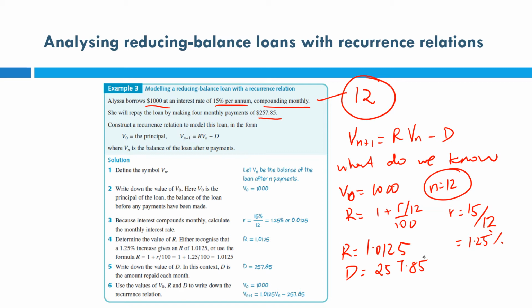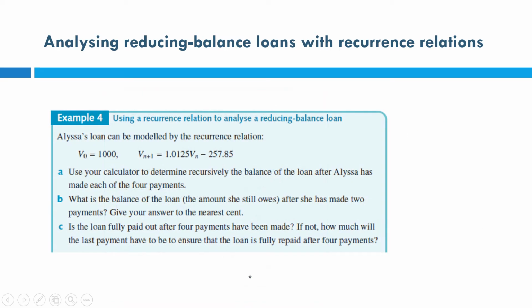So they're charging us interest, but then we're paying a little bit off. And we do that for 4 months. So the model will look like this. Vn plus 1 equals 1.0125 times Vn minus 257.85. Okay, so just to highlight that the full answer to this question must include VO equals 1,000 and then the actual rule. Because if you don't present both parts, that's not complete.